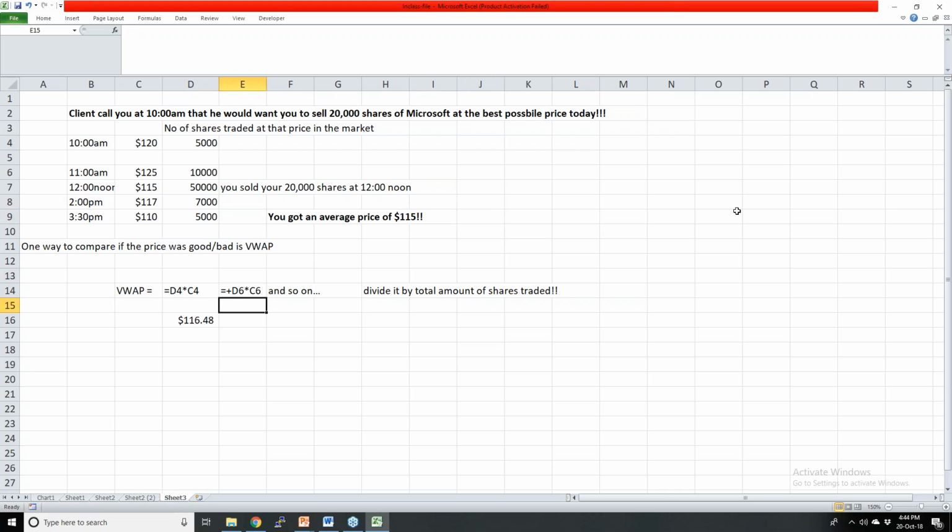How did we arrive at 116.8? So it's just the sum product, right? 5,000 into 120 plus 10,000 into 125 divided by the total number of shares, right? So I changed this to 50,000. Maybe that's why you are not getting it, right? So this is how you do it. All right.